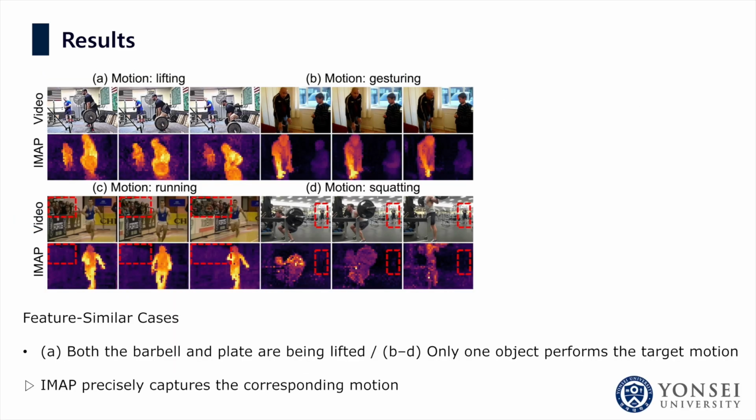Additionally, we analyze feature similar but conceptually different cases. IMAP precisely captures the object that actually performs the motion, showing its advantage over appearance-only localization. To summarize, video DITs contain interpretable concept features. Motion-related heads can be identified through frame-wise feature separation, and IMAP provides a simple, training-free way to localize motion concepts in both space and time.